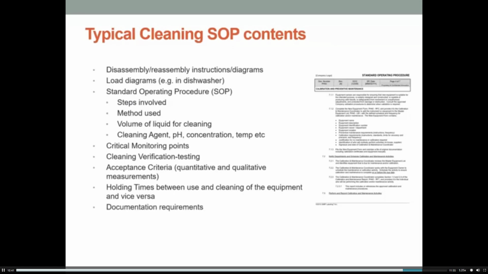What are the documentation requirements in relation to your cleaning process? Do you need to put a label on it? Do you need to complete a logbook, etc.? The information could often be captured in a validation protocol if you are doing a cleaning process that isn't routine. If it's routine, it would probably be in your SOP.